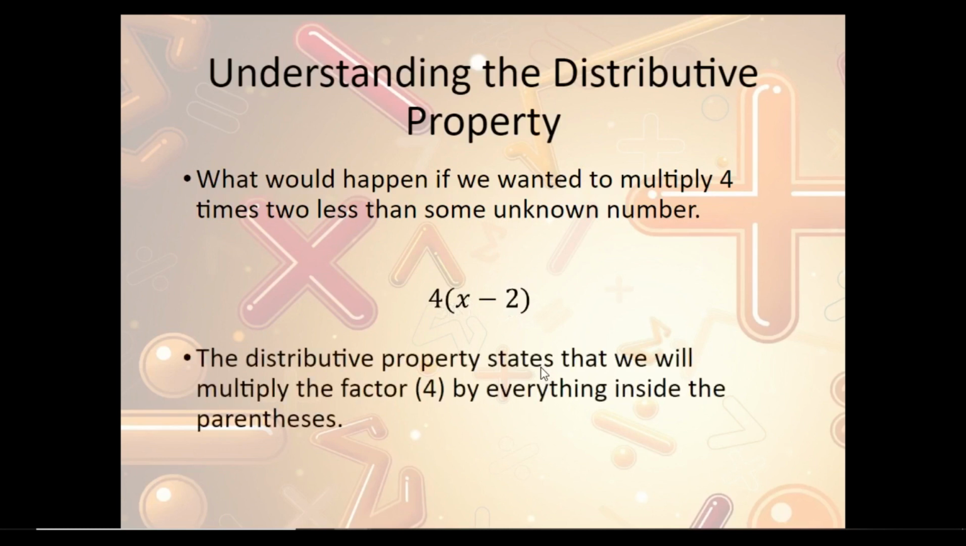The distributive property states that we will multiply 4, so the number outside, by everything that's inside the parentheses. So this becomes 4 times x and 4 times negative 2. And then we can go ahead and combine whatever terms we can combine at the end. So in this case, we get 4x minus 8, because 4 times x is 4x, and 4 times negative 2 is negative 8.